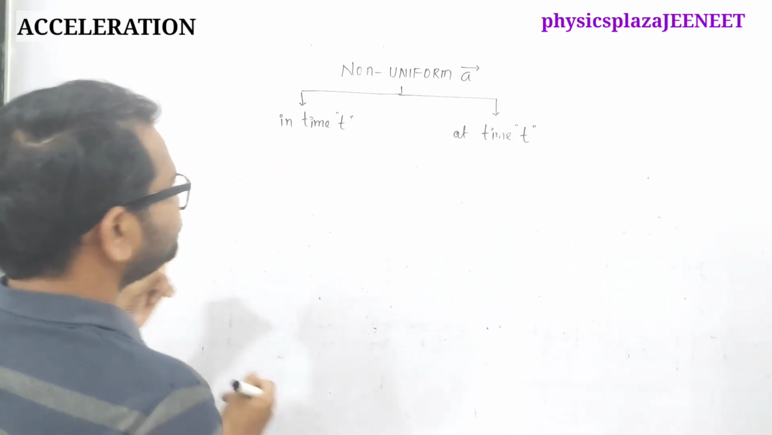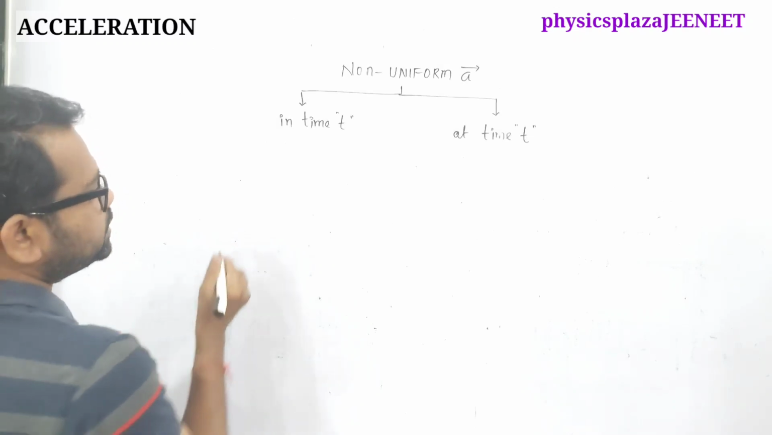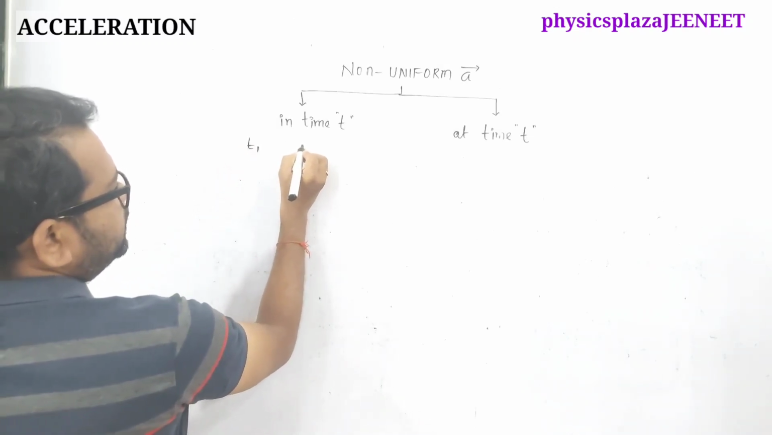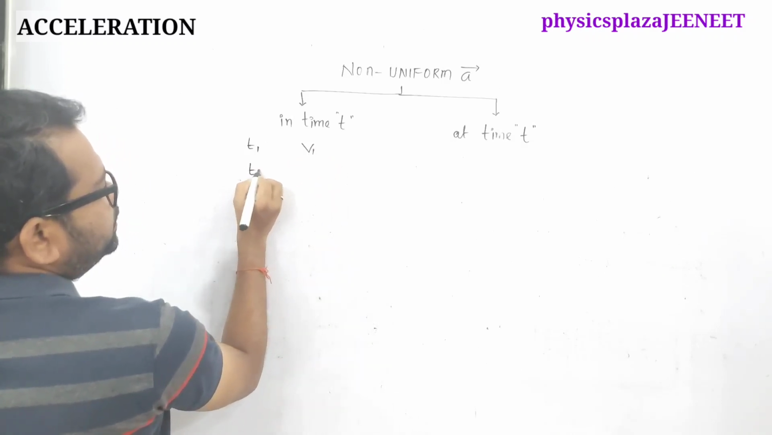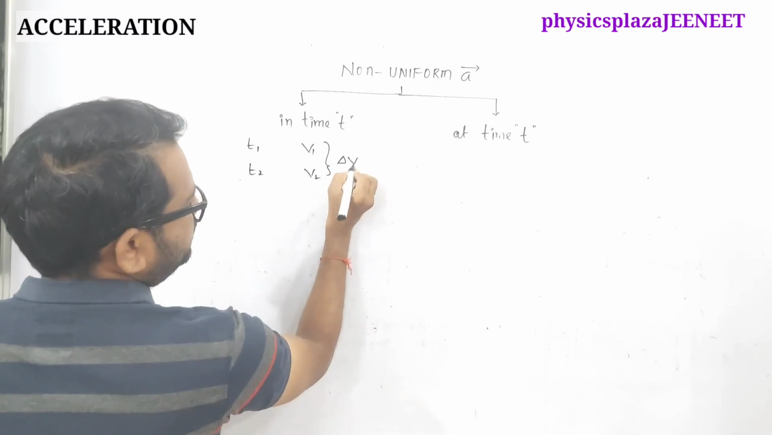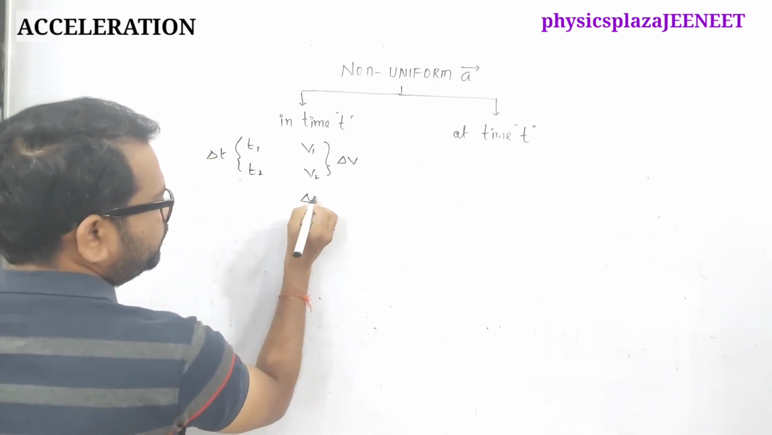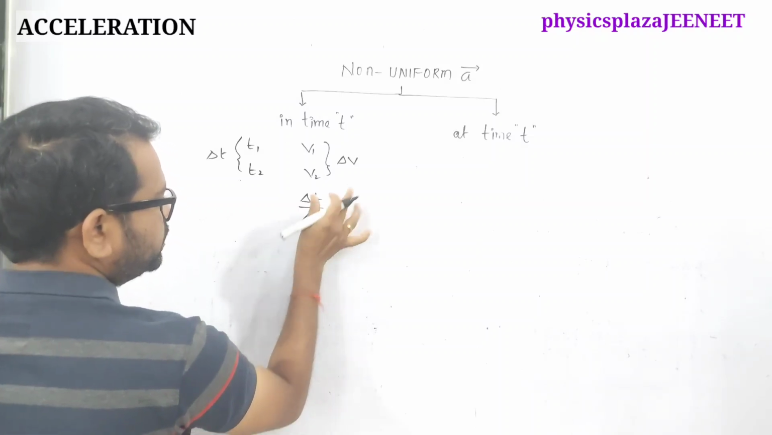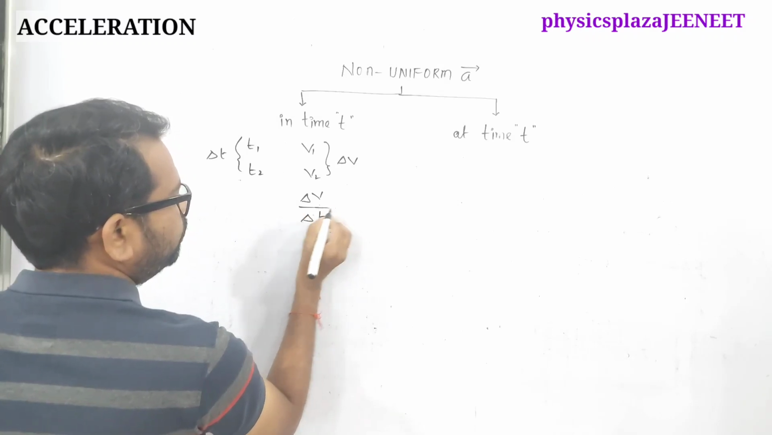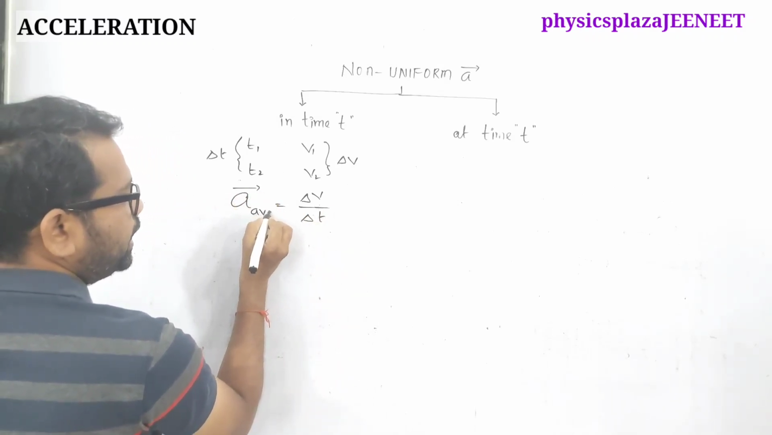Fine, children. So here, if you are calculating the acceleration in a given time, suppose at a time t1 the velocity is, let us say, v1. After time t2, the velocity is v2. Means there is a change in velocity with respect to the time, children. This change in velocity by time, that is delta v by delta t, we can call it average acceleration.